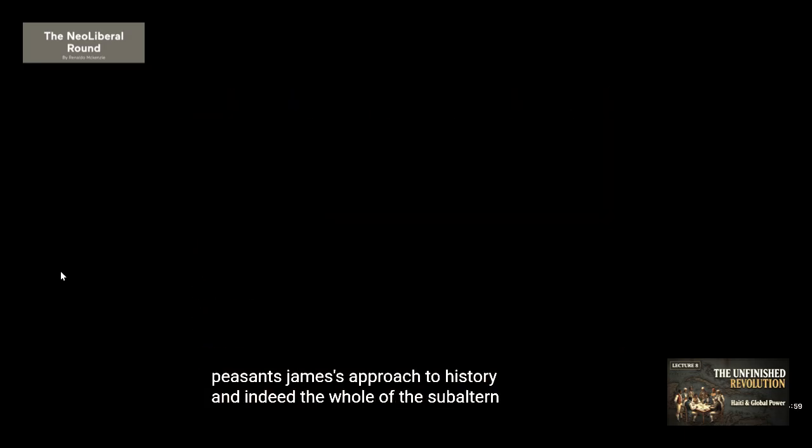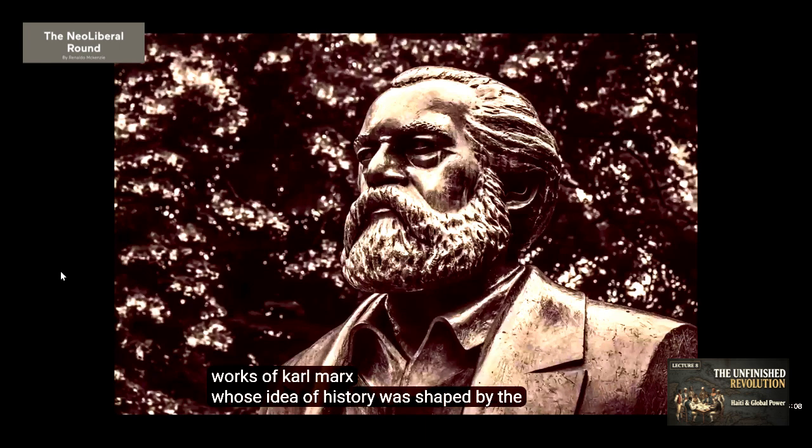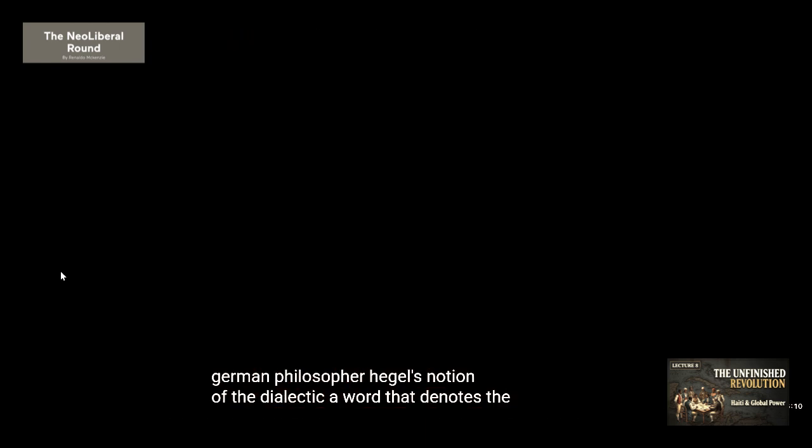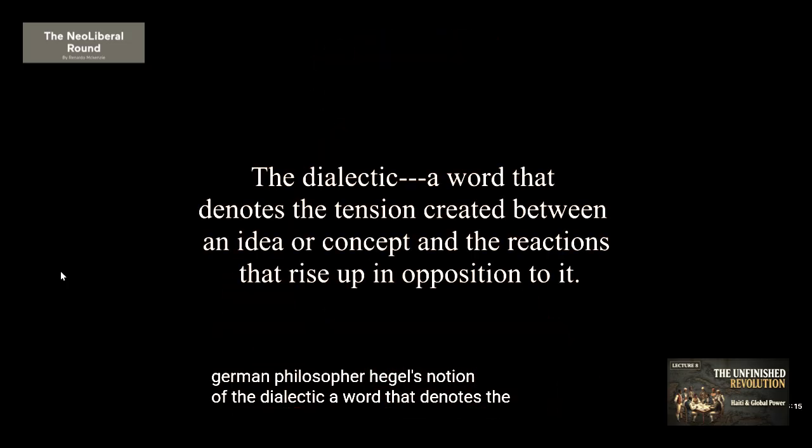James's approach to history, and indeed the whole of the subaltern school, cannot be understood without appreciating the works of Karl Marx, whose idea of history was shaped by the German philosopher Hegel's notion of the dialectic, a word that denotes the tension created between an idea or concept and the reactions that rise up in opposition to it. This antithesis eventually leads to a kind of synthesis, a fusion of the two ideas.